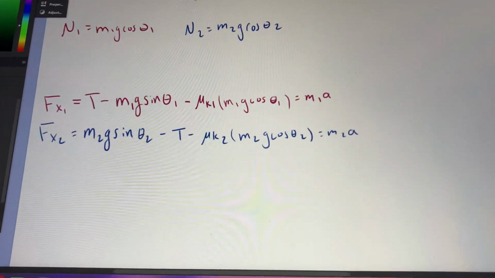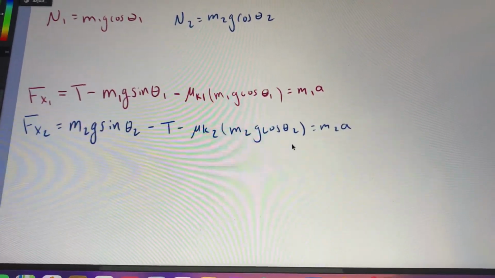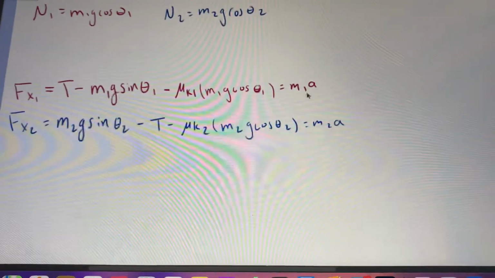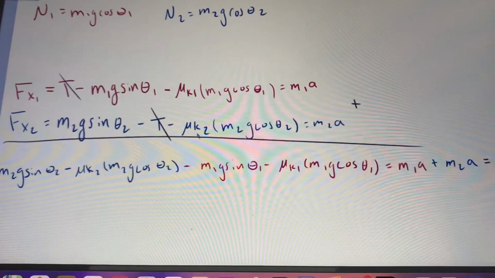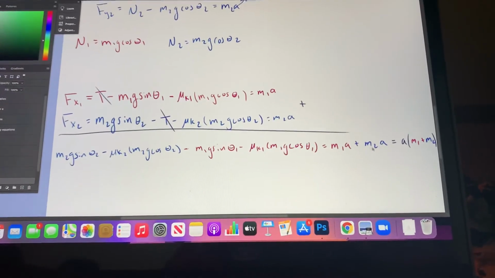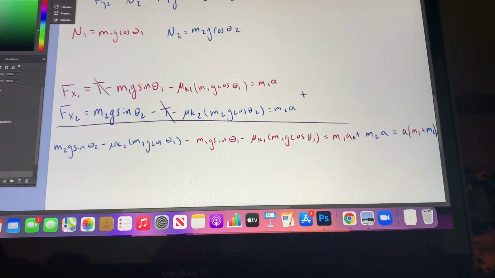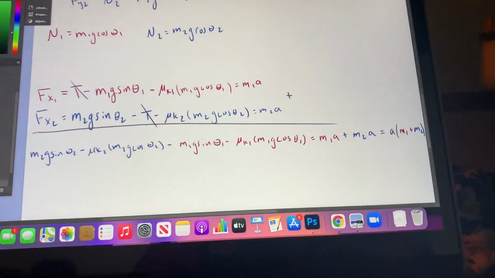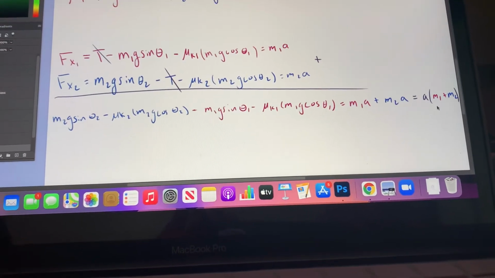So we're solving for acceleration, but we have two unknown variables in these equations. We have tension and we have acceleration. So what we can actually do is add these two equations together, and the tension will cancel out, and we get this equation is equal to mass 1 times acceleration plus mass 2 times acceleration. And we can pull acceleration out and get acceleration times mass 1 plus mass 2. And this would set us up for the next step.